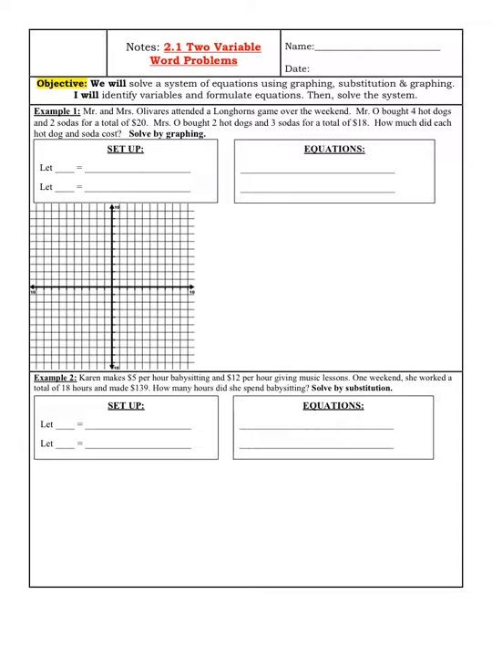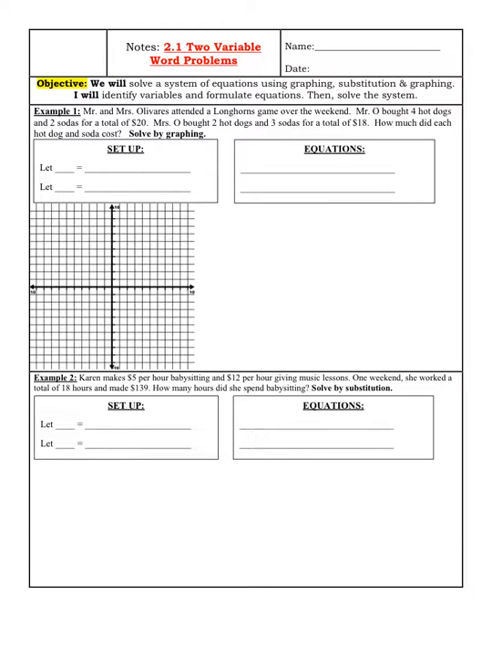So to start off with example 1, Mr. and Mrs. Olivares attended a Longhorns game over the weekend. Mr. O bought 4 hot dogs and 2 sodas for a total of $20. Mrs. O bought 2 hot dogs and 3 sodas for a total of $18. How much did each hot dog and soda cost?